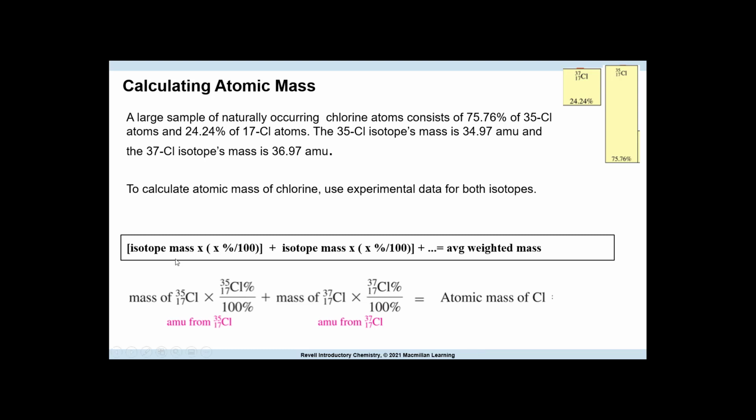So we calculate, here it is, the formula, that's here. So we take the isotope mass times the percent. I did it by dividing by 100, so you can see it looks nicer here. And then how many we have gets us our average weighted mass. So here is the mass of chlorine-35, and then the percent abundance divided by 100, plus the mass of chlorine-37, and the percent abundance divided by 100. And that will give us the average atomic mass.